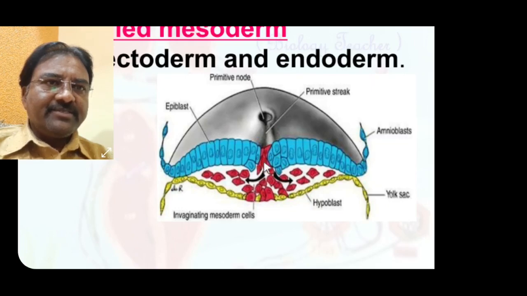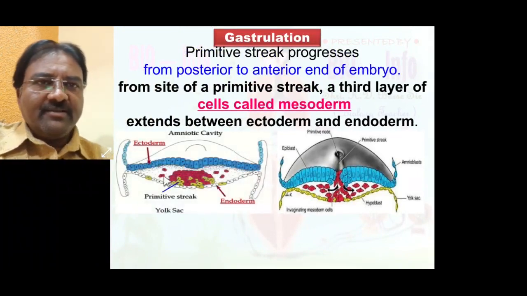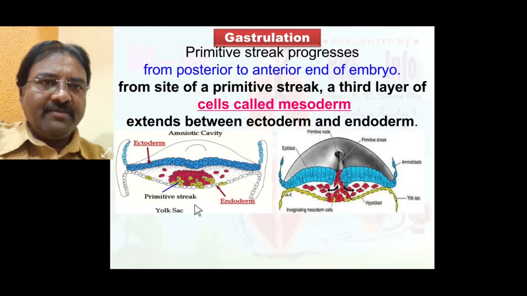At the primitive streak location, epiblast cells rearrange and migrate, and are present in between these two layers. These cells are called mesodermal cells. Here also we see the ectoderm, and this one is the endoderm, and these cells are called mesodermal cells.